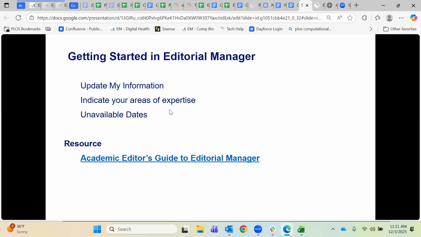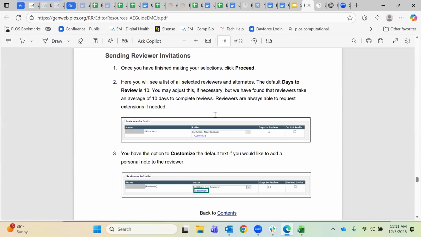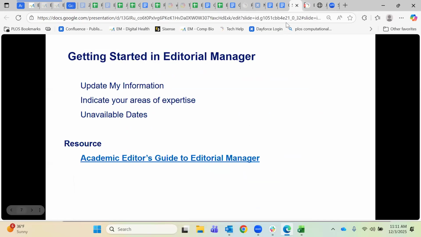Another important basic function of Editorial Manager is making sure that when you're unavailable, you have these dates set in Editorial Manager. And again, this guide will give you a quick run through on how to update your personal information, how to set out of offices, and all that good stuff.